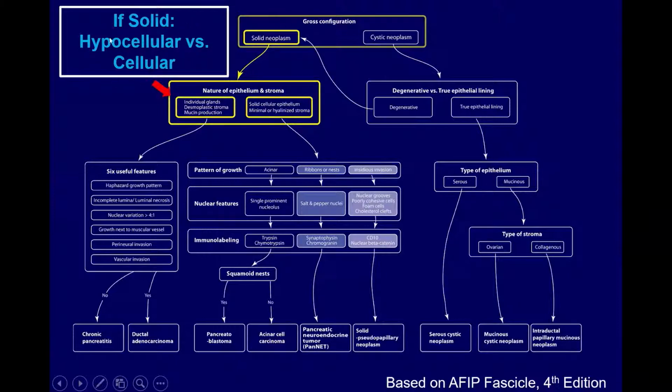And the first question we ask when we have a solid neoplasm is, is it hypocellular or cellular? And so we're looking at the nature of the epithelial and stromal components within the lesion. By hypocellular, we mean we have a lot of individual glands, desmoplastic stroma, and maybe some mucin production. Versus cellular, we think of a very solid neoplasm, lots of cellularity, minimal or maybe hyalinized stroma.